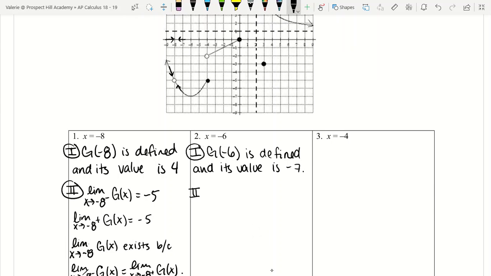Step number 2. We want the limit from the left and the limit from the right. So the limit as x approaches negative 6 from the left of g of x, and the limit as x approaches negative 6 from the right of g of x. From the left, we're approaching negative 7. From the right, we're still approaching negative 7.